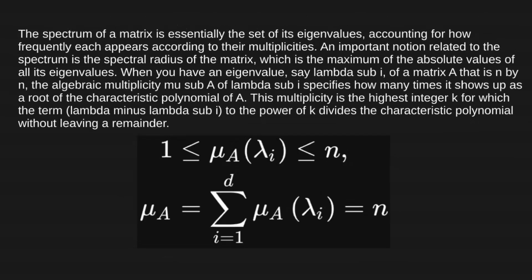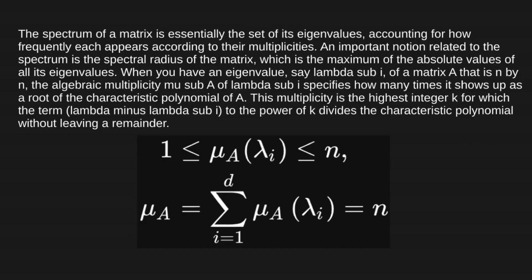The spectrum of a matrix is essentially the set of its eigenvalues, accounting for how frequently each appears according to their multiplicities. An important notion related to the spectrum is the spectral radius of the matrix, which is the maximum of the absolute values of all its eigenvalues.